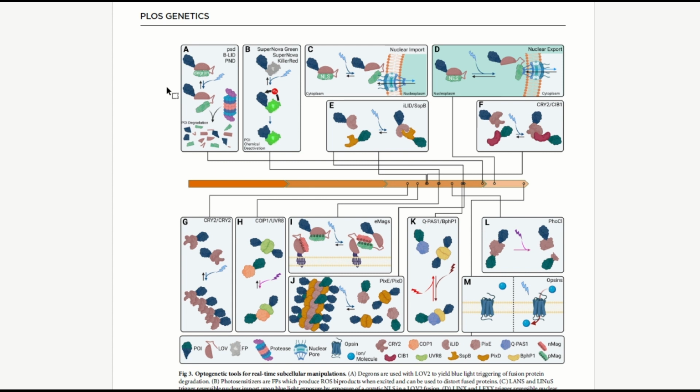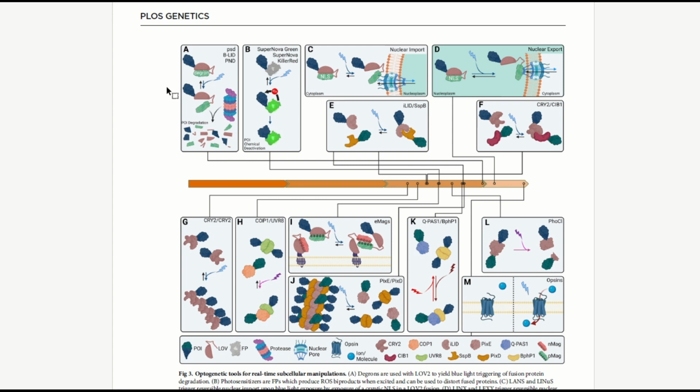Photo N degron was recently developed to take advantage of light-dependent N-end rule mediated protein degradation. Light-induced uncoiling of the J-alpha helix in LOV2 exposes an N-terminal arginine amino acid and triggers N-end rule degradation.